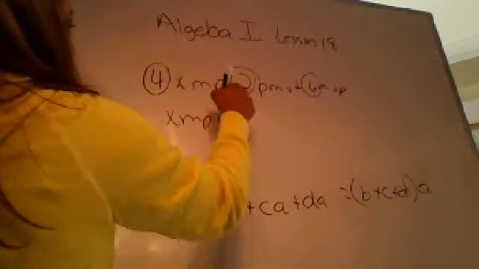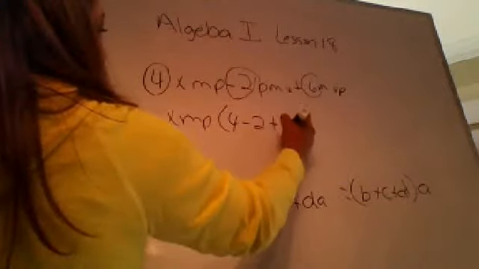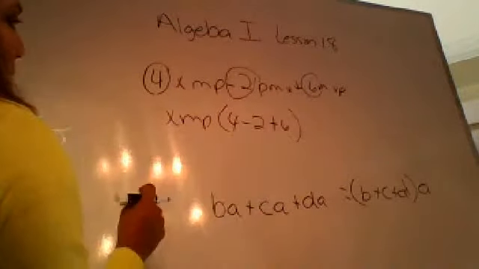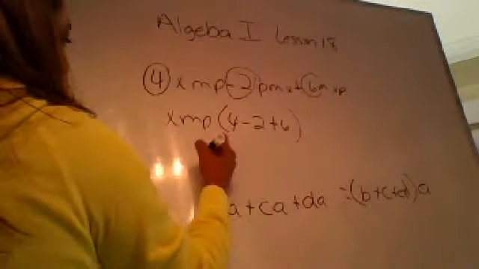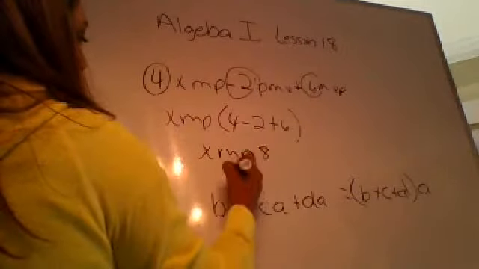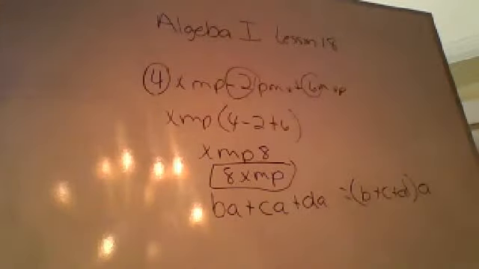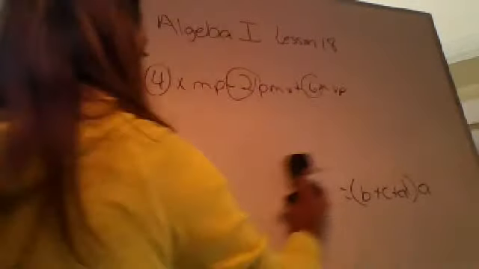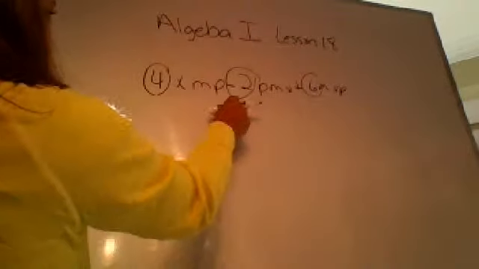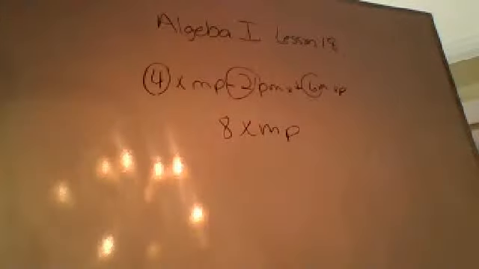So we have 4. Remember, the sign to the left of each term goes with it. So minus 2 plus 6. So all this times that, and then I do my order of operations, and I get 4 minus 2 is 2, plus 6 is 8. So I get 8xmp, which is the proper way to write it. And that's what I had earlier. Or I simply add the coefficients. Let's see if that works. 4 minus 2 is 2, plus 6 is 8. 8xmp. So those are just different ways to look at it.